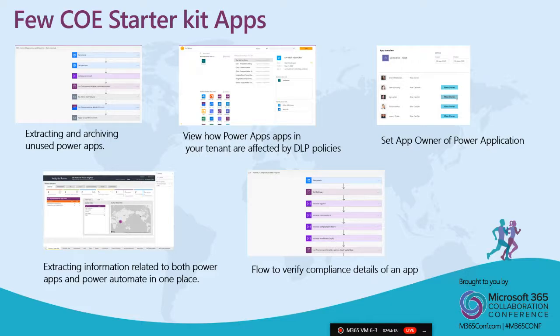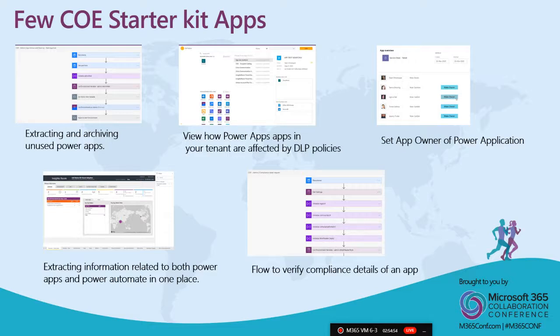This app also has an amazing Power BI dashboard, where you can extract information related to your environment: how your Power applications and Power Automate flows are progressing, whether there are any errors, who the users are and how they are using it, and the geographical location of those apps and users. You can find out these and a few more insights through the Power BI dashboard available in the COE kit.